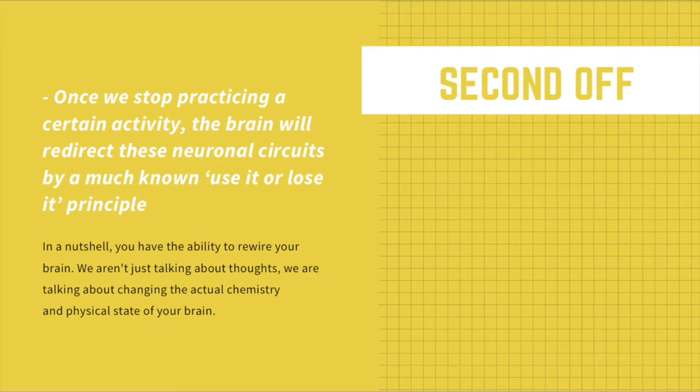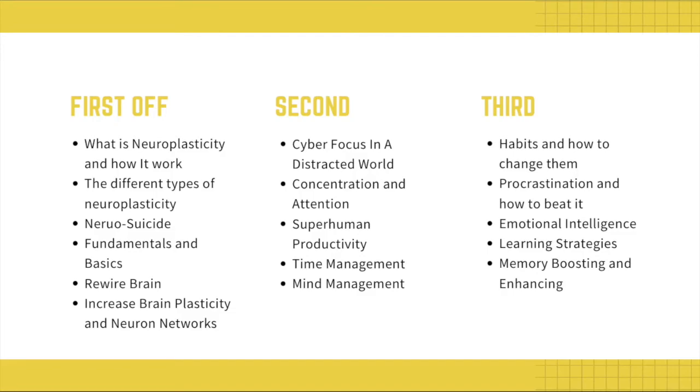Now, of course, when we talk about neuroplasticity, we're not talking about a short process. We're talking about a process that needs and takes a lot of time. But in short, what the use it or lose it principle means is that when you use a certain neural structure or network, it will become stronger. And when you don't use it, it will become weaker and you will lose it. And this is just the beginning.